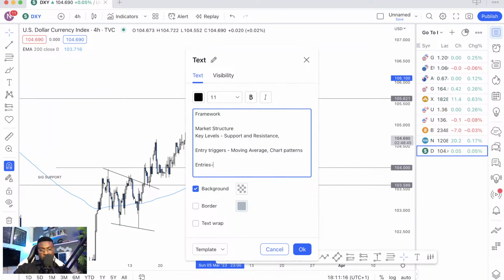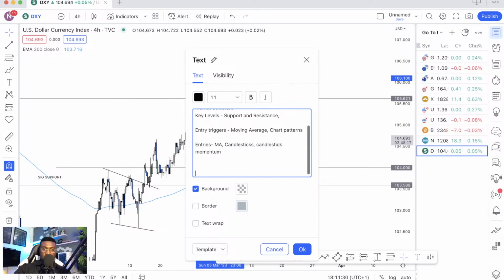Your entry triggers would consist of the moving average, which we're also going to use in this analysis, and also candlesticks or candlestick momentum. And it's just like trying to open a trade or create an order in the Forex market.